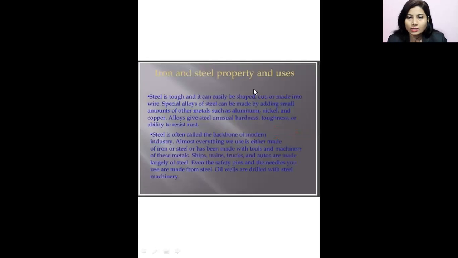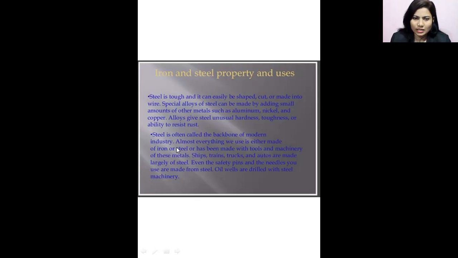The properties and uses of iron and steel: as we know, steel is tough and it can easily be shaped, cut, or made into wire. Special alloys of steel can be made by adding small amounts of other metals such as aluminium, nickel, and copper. Alloys give steel unusual hardness, toughness, or the ability to resist corrosion. Steel is often called the backbone of modern industry.